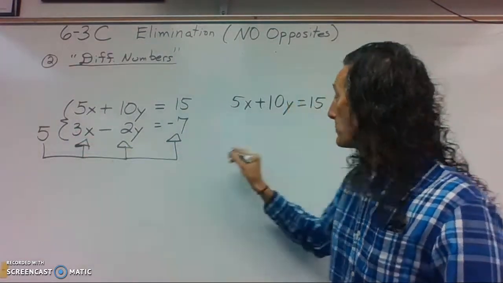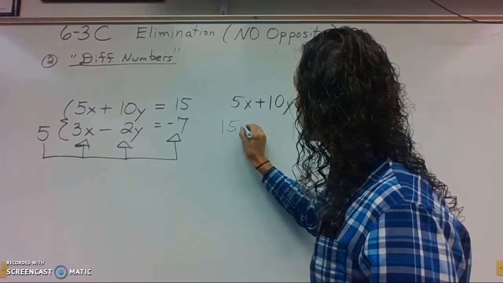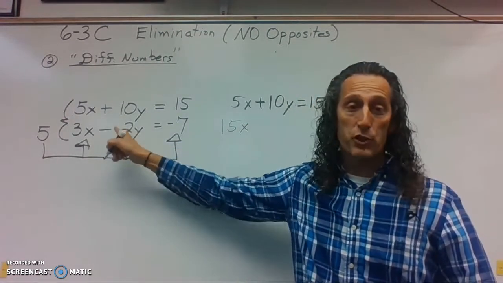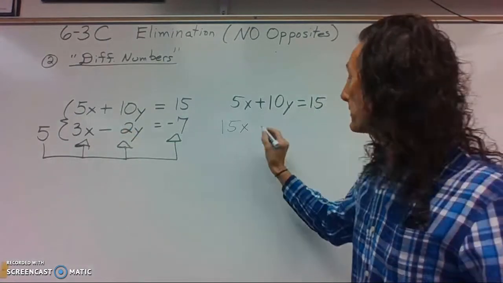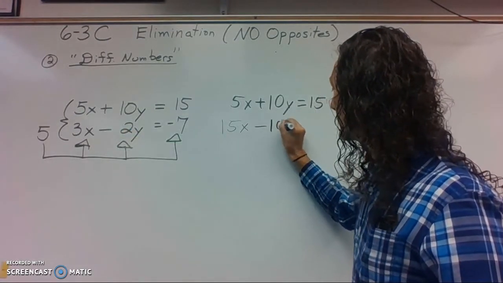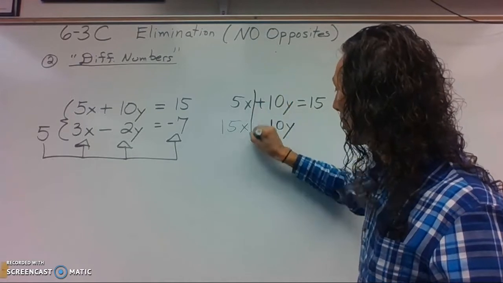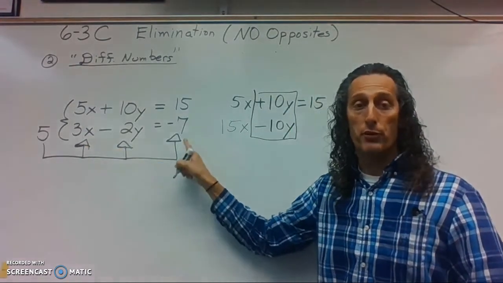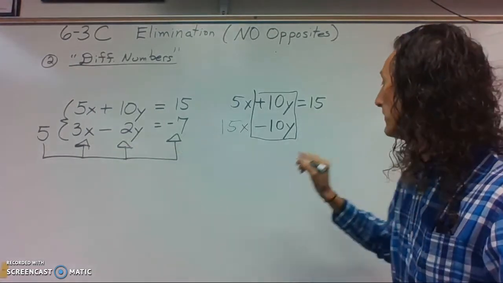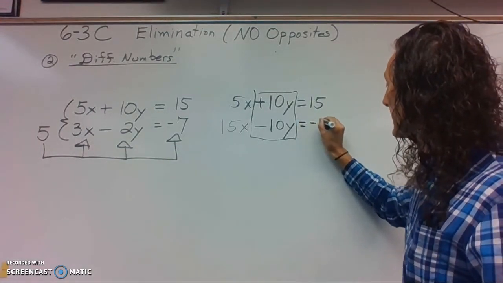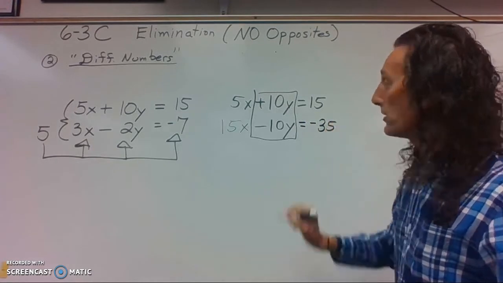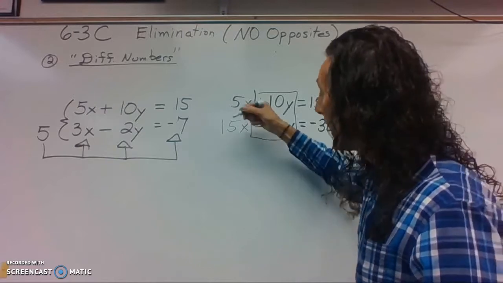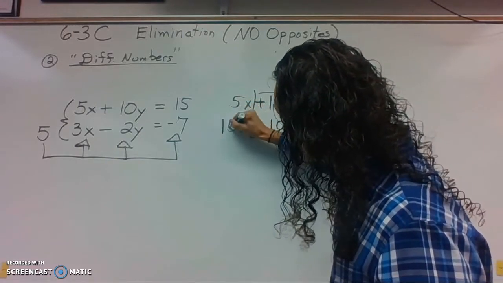So 5 times 3 will give me 15x. 5 times my -2, and that's why we're doing this, is -10y. And here are my opposites. But again, don't forget to carry that 5 all the way through. So I have to go 5 times -7 is -35. So you see how I used multiplication to create our opposites.